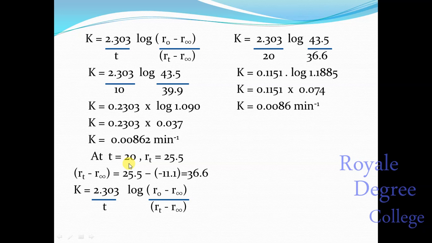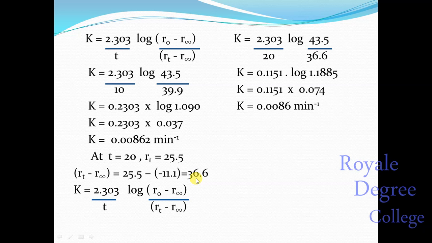Next is, we are taking the time 10. No, here the 10 is already over. Here we are taking the time 20 minutes, isn't it? At 20 minutes, what is the optical rotation value? 25.5. You have to see the table, girls. Then you will understand very easily. So here, RT minus R infinity. The rotation at time 20 is 25.5, minus the rotation at infinity, which is the constant value, isn't it? We know, but that is minus 11.1. Minus into minus will become positive plus. So we are adding both the values, so we will get 36.6.